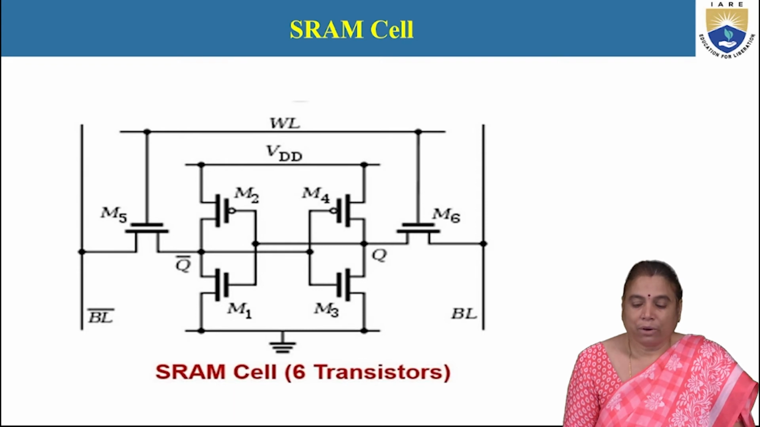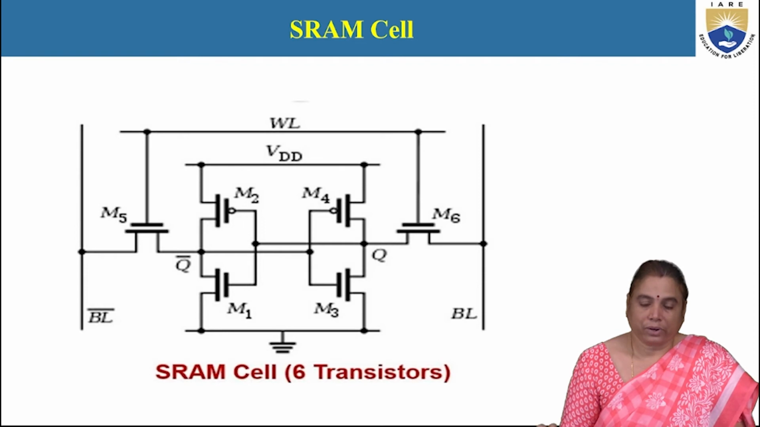So this is the layout of the SRAM cell. With the help of 6 transistors, the SRAM cell can be constructed.